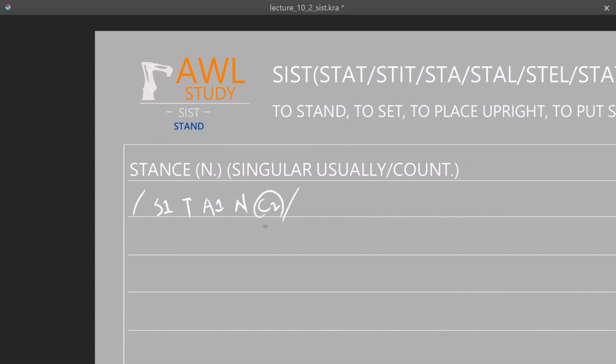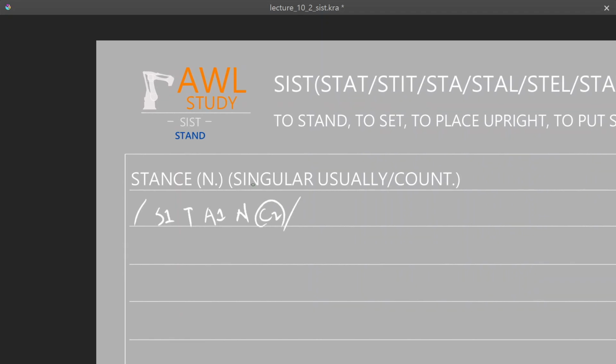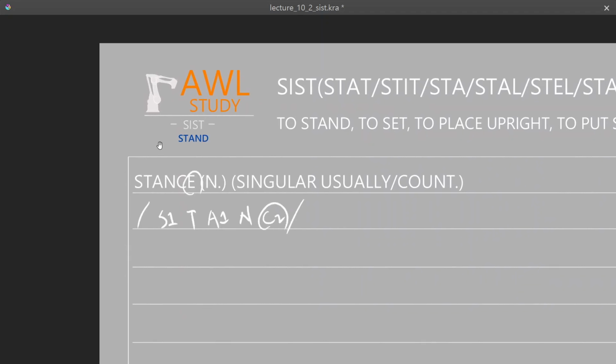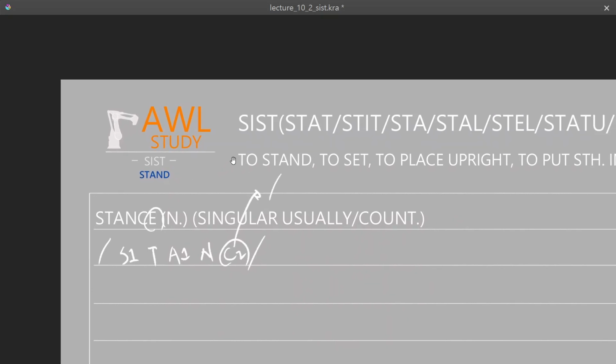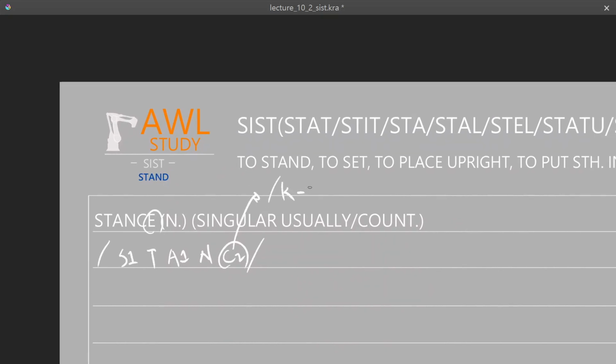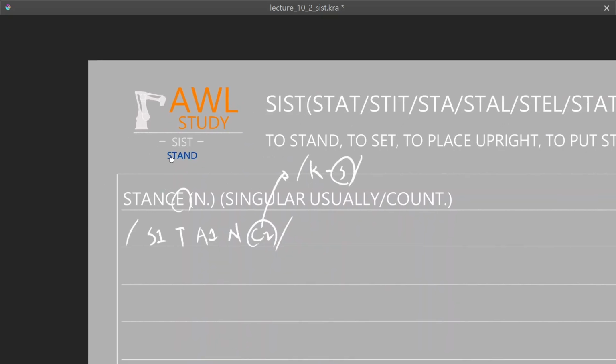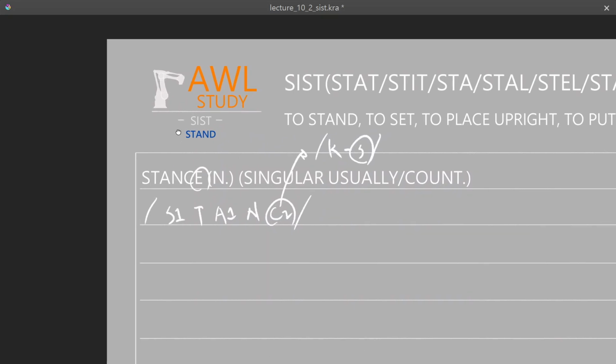Again, C says S because it's followed by E, I, or Y. So that's the second sound of S. C says S because it's followed by E, I, or Y.